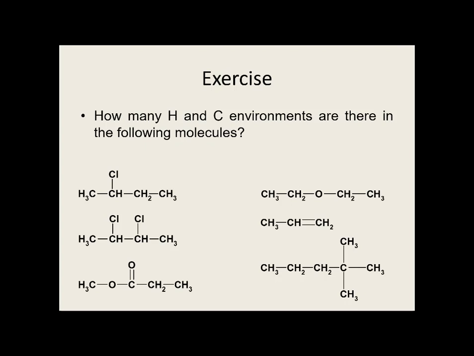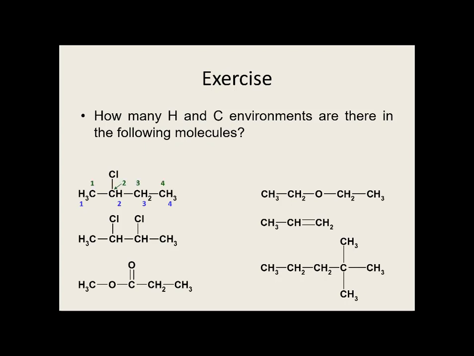In the first molecule, 2-chlorobutane, there is no plane of symmetry. Therefore, the hydrogen and carbon environments in each part of the chain are different from each other. That means that there are four different types of hydrogen and four different types of carbon in this molecule.